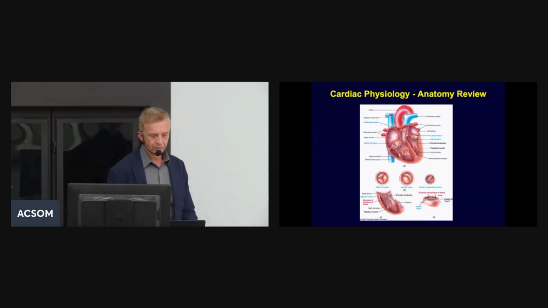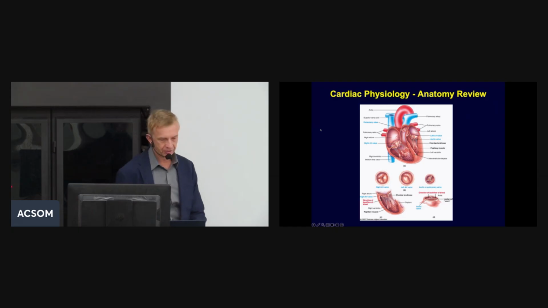So let's review the cardiac anatomy. The heart has four chambers and two main veins going to the right atrium, which are the superior vena cava and inferior vena cava. The right side of the heart pumps the blood to the pulmonary circulation, and the left side to the systemic circulation. We have four valves, right? Three have three cusps, and only the mitral valve has two cusps or two leaflets, anterior and posterior leaflet.